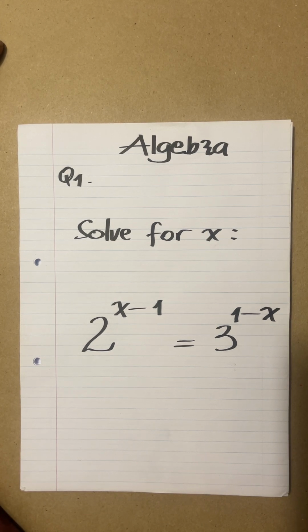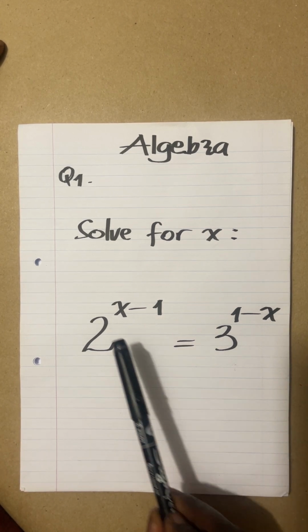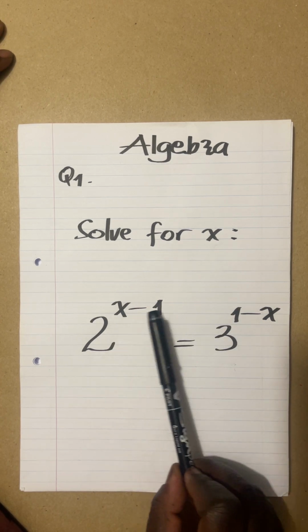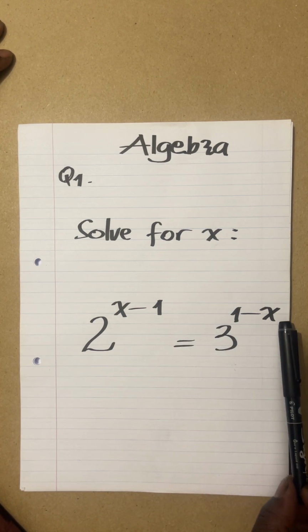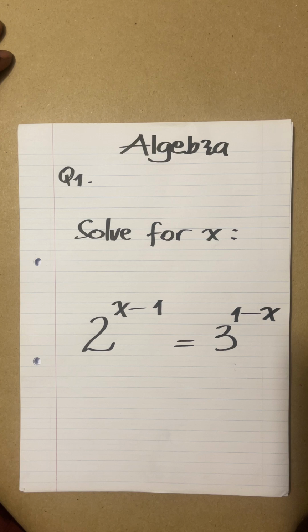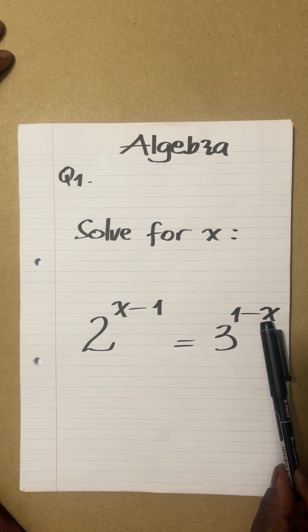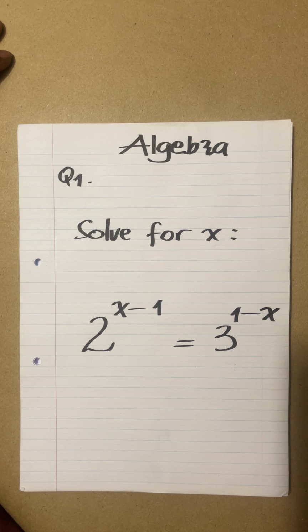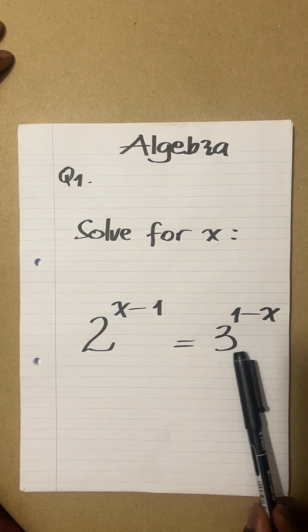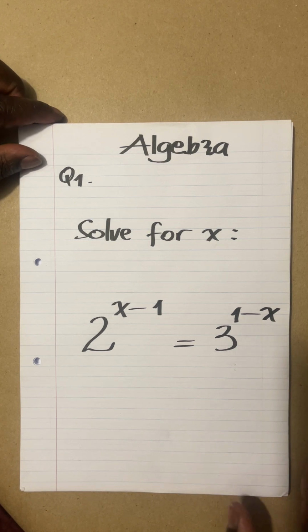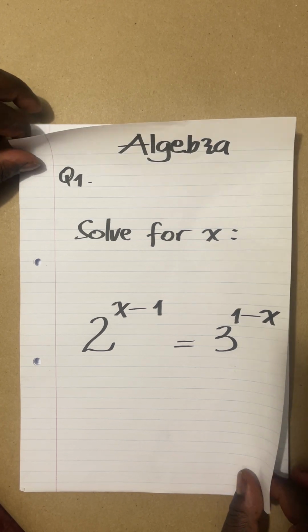And our first question in this video is to solve for x, and we have 2 to the power x minus 1 is equal to 3 to the power 1 minus x. So, naturally, if the bases are the same, you equate the powers. In this case, bases are different. On the left, we have 2 as our base. On the right, we have 3. So there are 2 approaches I want to take on this. Approach 1, taking us to page 1.